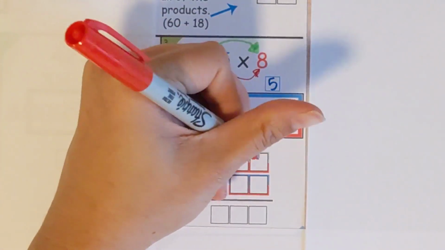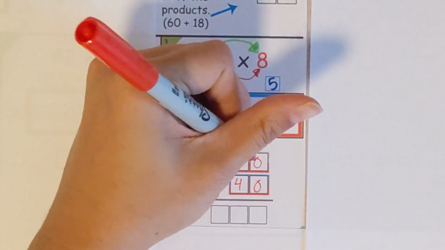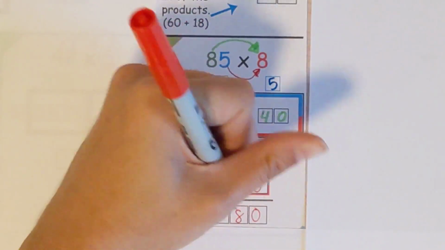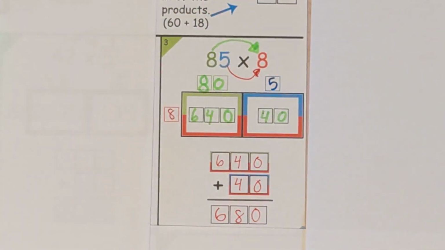Okay, so we can check it now. 640 plus 40: 0 plus 0, 4 plus 4, and 6. 680.